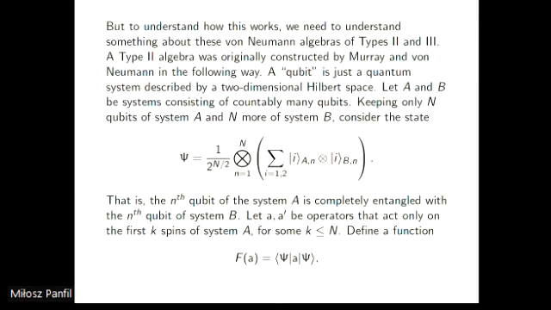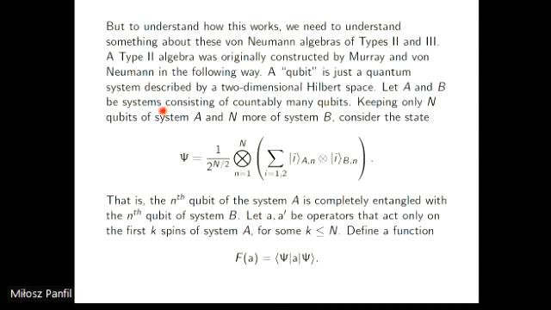A type 2 algebra was originally constructed by Murray and von Neumann in exactly the way I'm about to describe it. A qubit is just a quantum system described by a two-dimensional Hilbert space. Let A and B be systems that each consist of a countably infinite number of qubits, but we'll start with just n qubits, where n is a large integer. Then we'll take the limit as n goes to infinity.